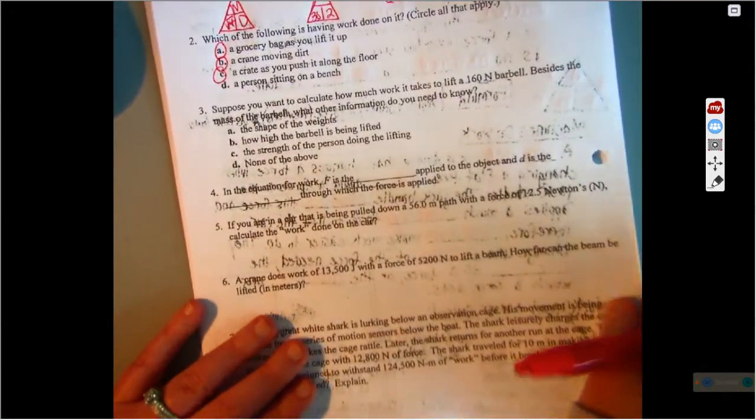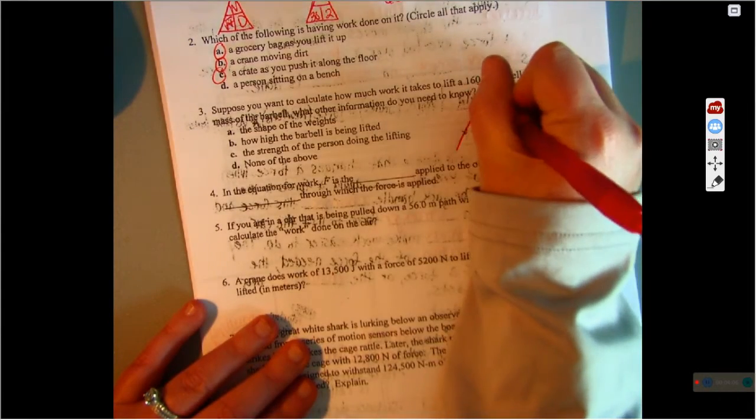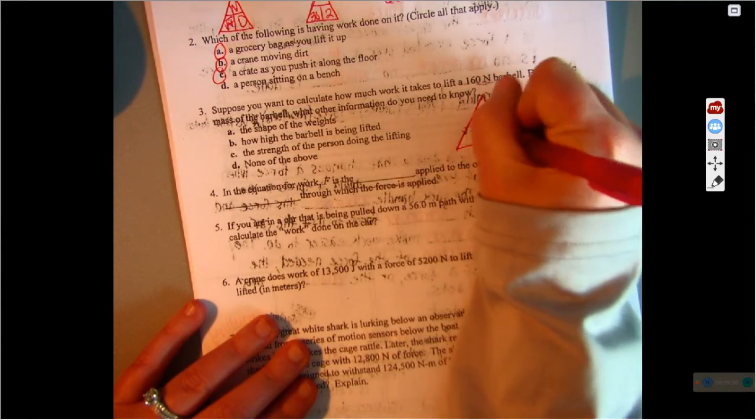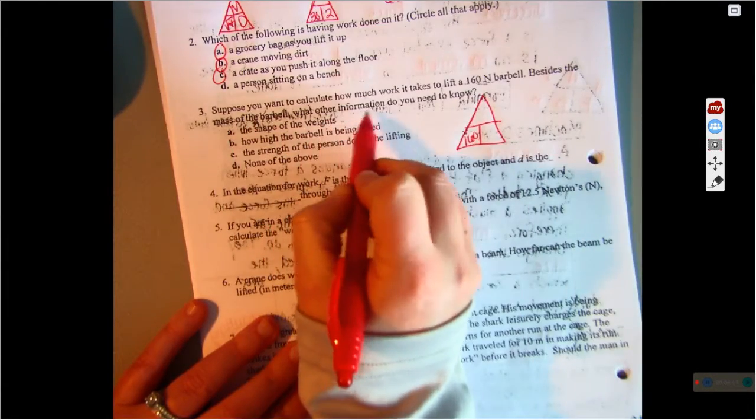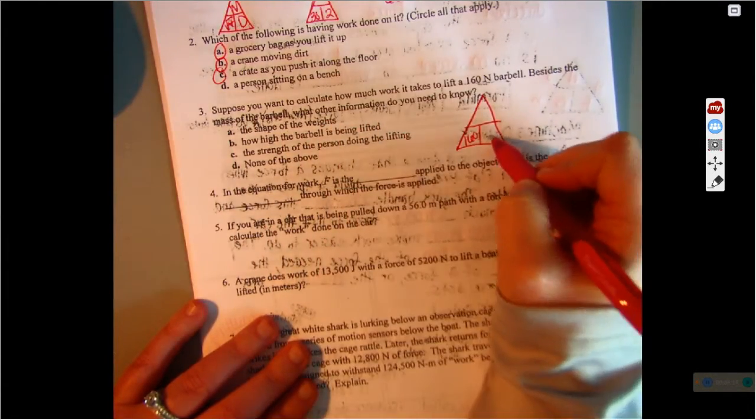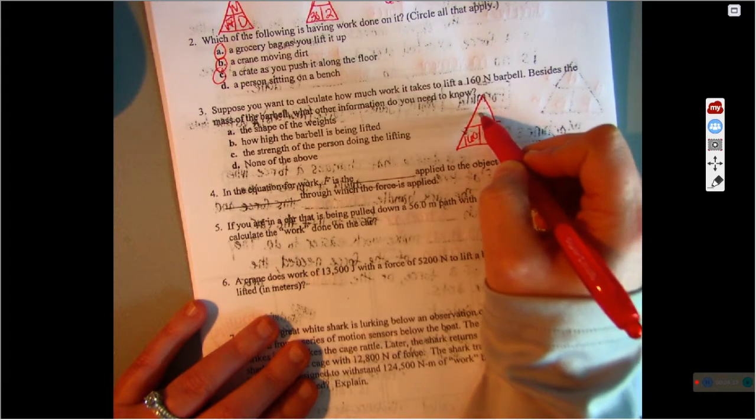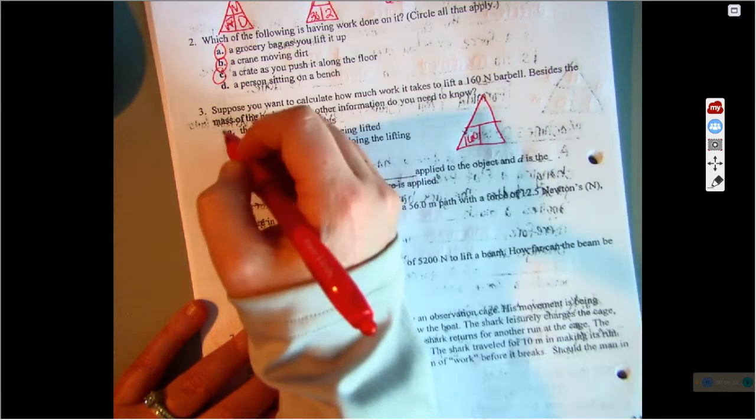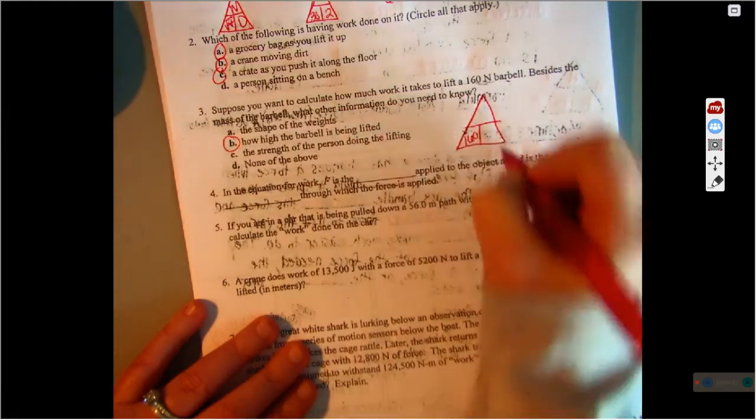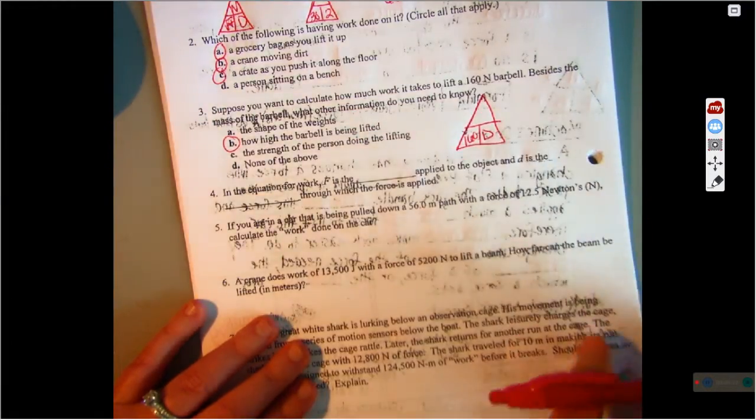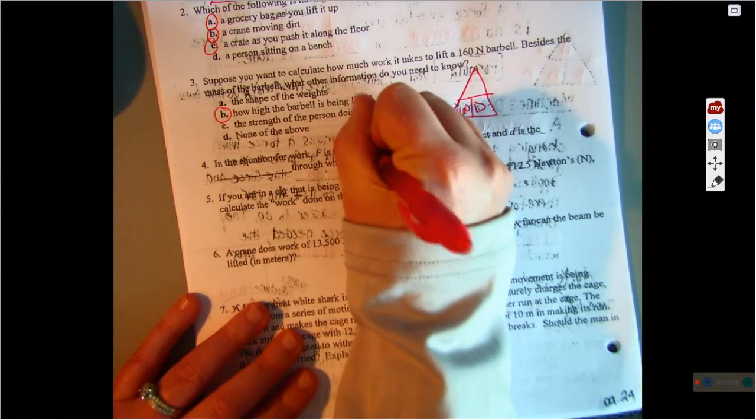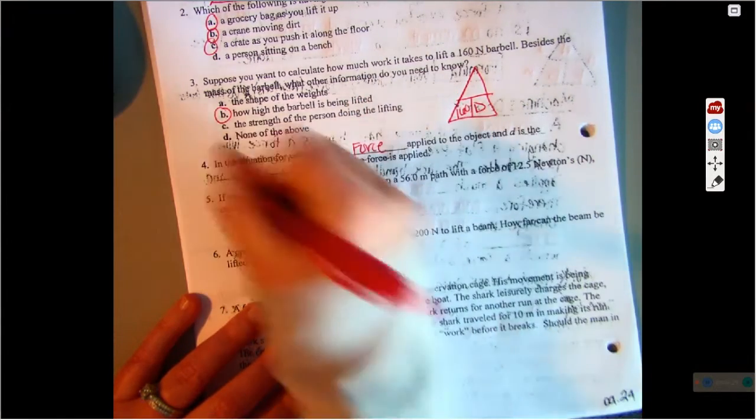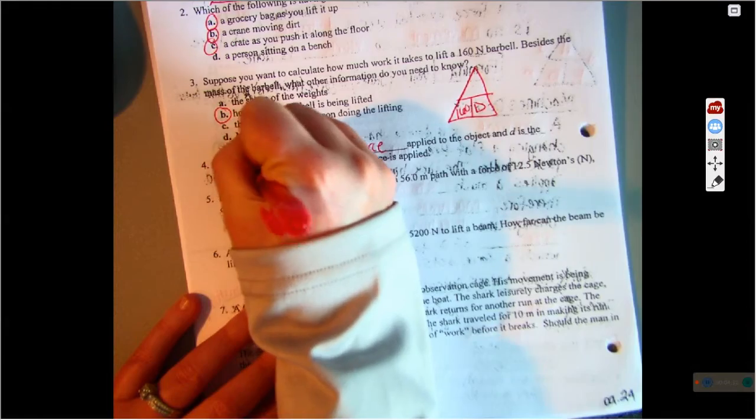So suppose you want to calculate how much work it takes to lift a 160 Newton barbell. Besides the mass, what other information do you need? Well, you need to know the distance, or you need to know how much work was done. So we need to know how high it was lifted. We need to know this distance. So in the equation for work, F is the force and D is the distance over which it's applied.